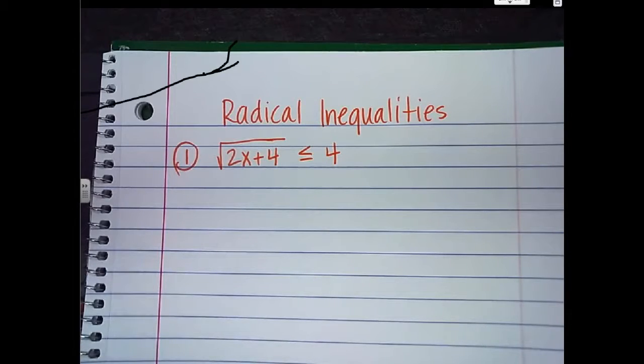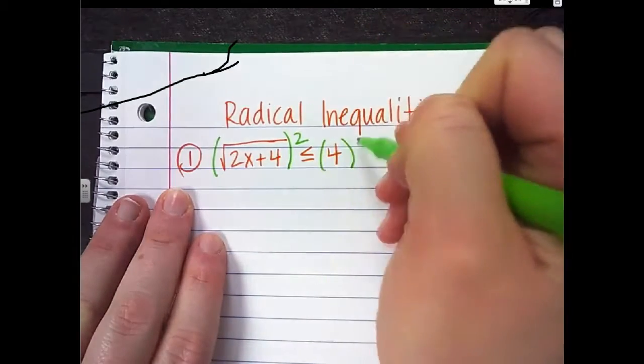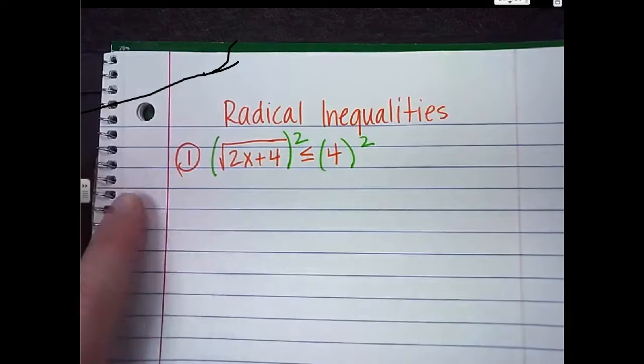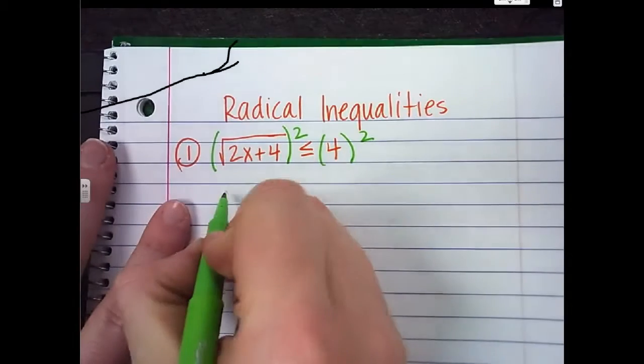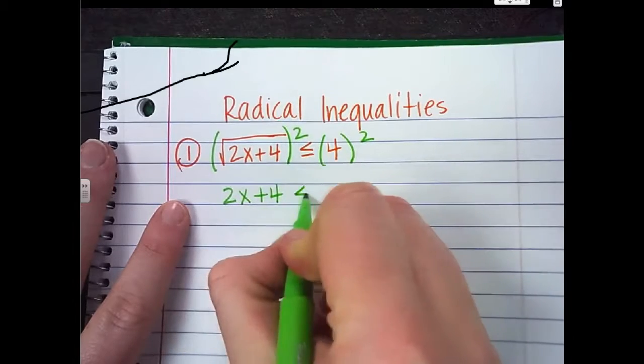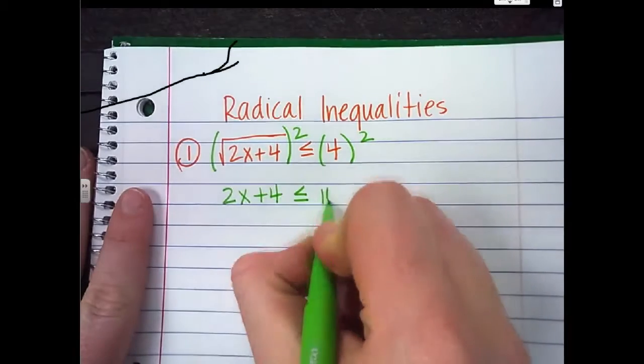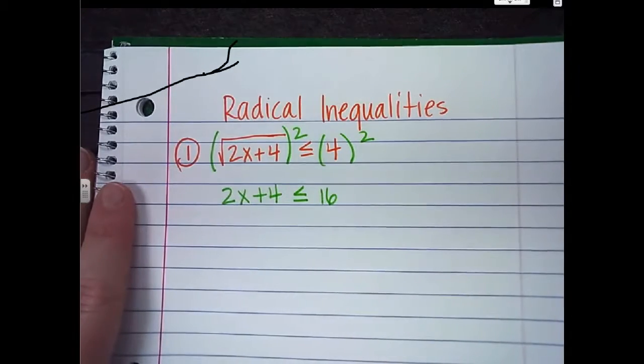Yeah, so you do it just like we did yesterday. So to get rid of the square root, I'm going to square both sides. So on the left, we get 2x plus 4 is less than or equal to, what do I get on the right? 16. So just solve for x. This part's nice and easy.